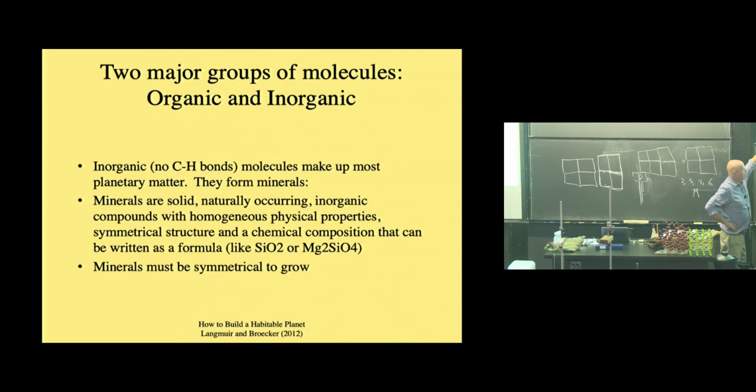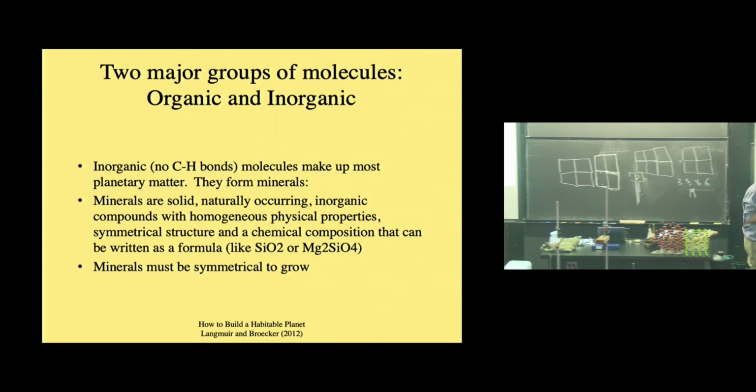And the minerals have this definition. They're solid. They occur naturally. If some chemist working for a company makes a new substance that can be a solid, it's not a mineral if it's not found in nature. They're inorganic. They have homogeneous physical properties. They're symmetrical, and they have a chemical composition that can be written as a formula. And all of that defines what the mineral is, and that's what they're made of. So we have some nice minerals up here. We have halite. We have pyrite, which is fool's gold.